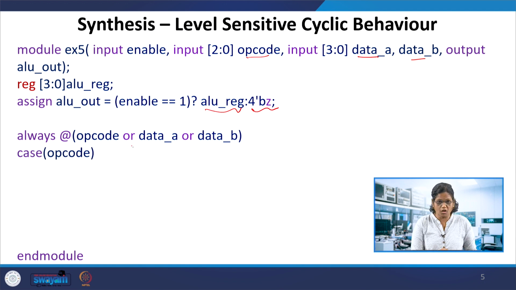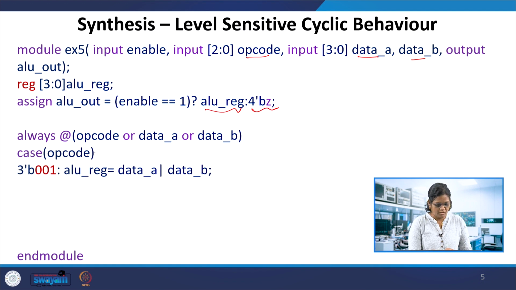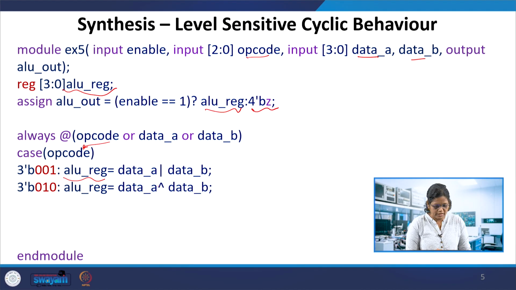Always at the rate opcode, data A or data B. What is the opcode? 3-bit 001, ALU register. Because this ALU register is used inside the always block, it is declared as reg. So we use the data A or data B, the inputs, and assign it to ALU register. ALU register is XOR of A and B if the case item is 010. If it is 110, 3-bit, then this is the opcode 3-bit here and not data B.